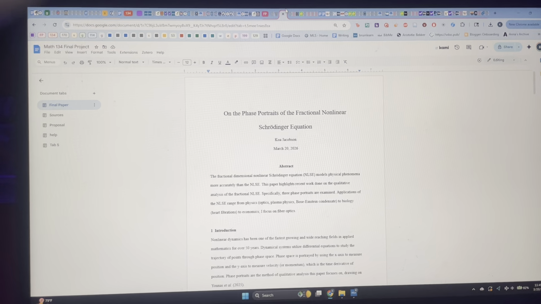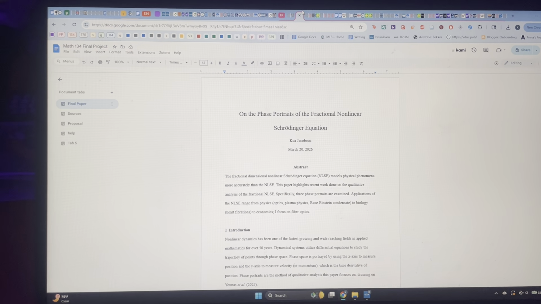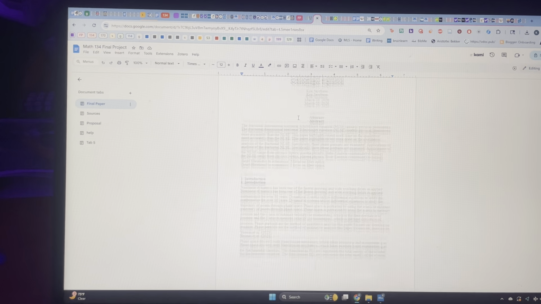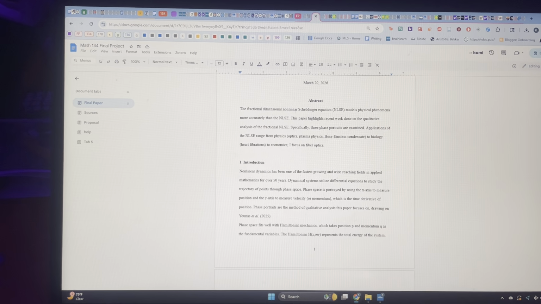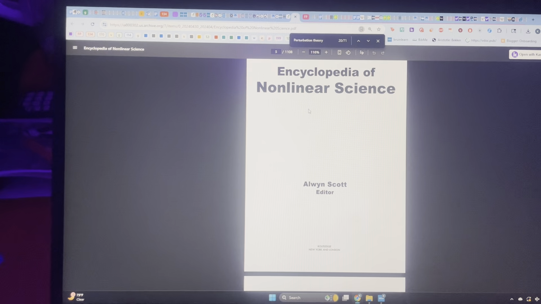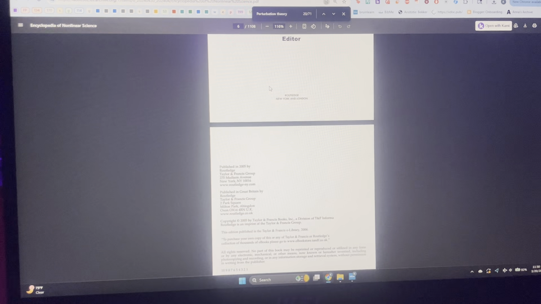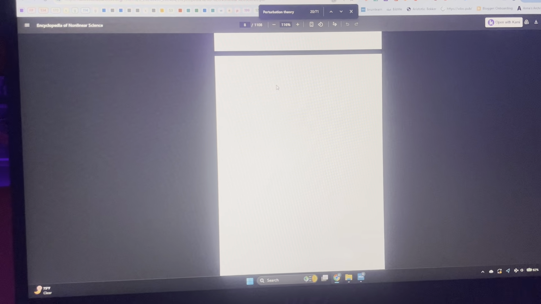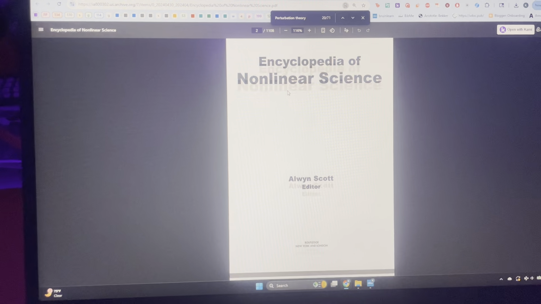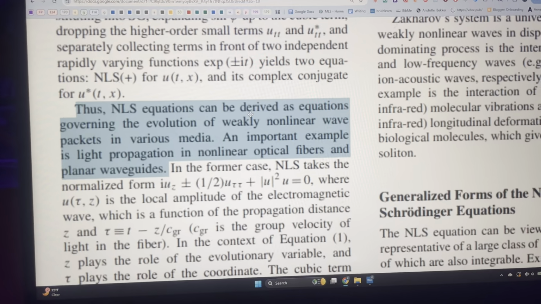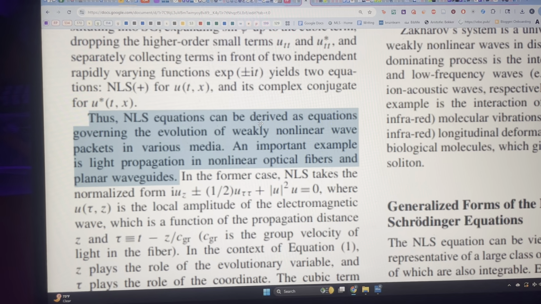One thing that I want to do with this presentation is kind of go over a lot of stuff that I wasn't able to include in my final paper. Here is a really good introduction to this kind of stuff. This is something that I looked at but wasn't able to incorporate just because of time. The Encyclopedia of Nonlinear Science, and then here I have a screenshot with some of their text quoted.